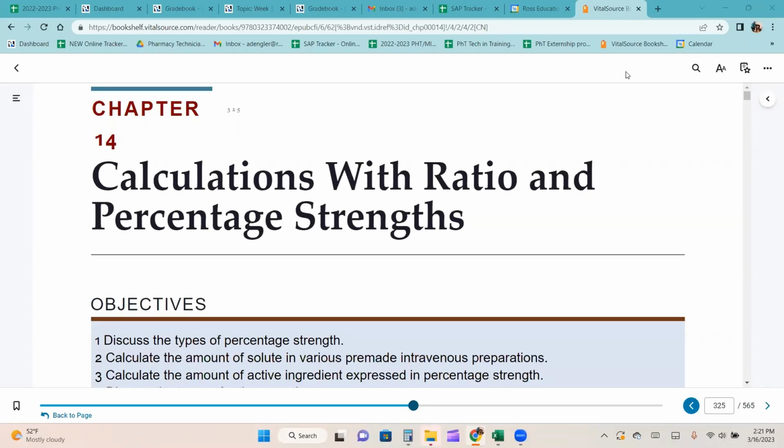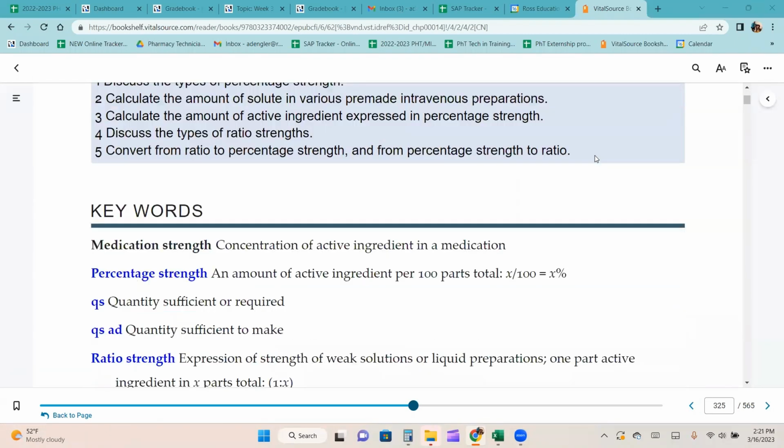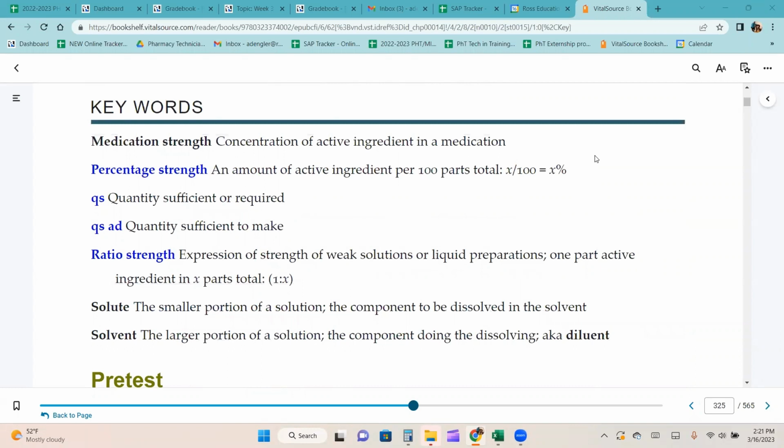Chapter 14, calculations with ratio and percent strengths. Let's take a brief second to go over these keywords really quick. Medication strength is the concentration of active ingredient in a medication. Percent strength is the amount of active ingredient per 100 parts total. So X over 100 would be equal to X percent.